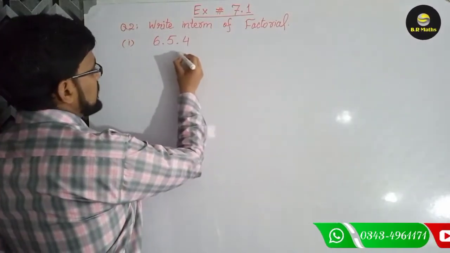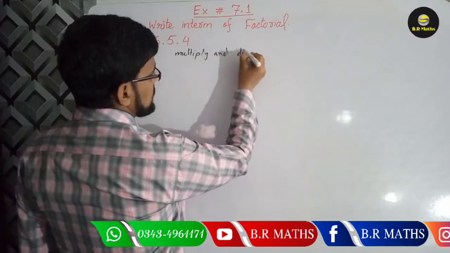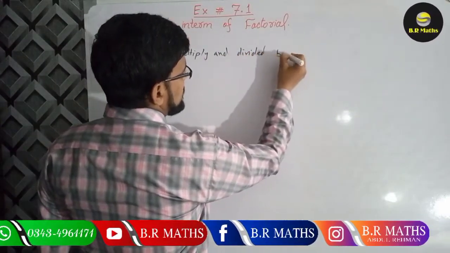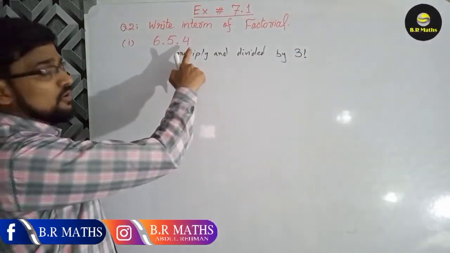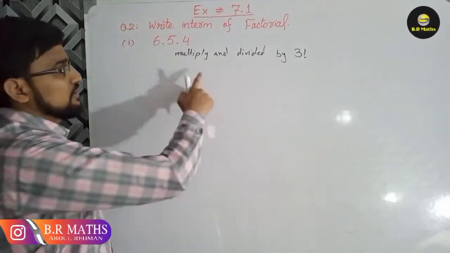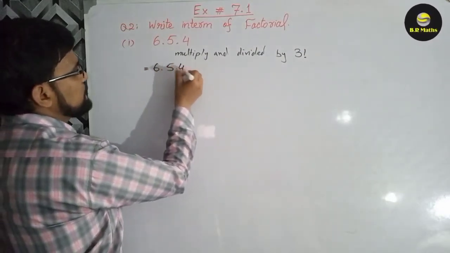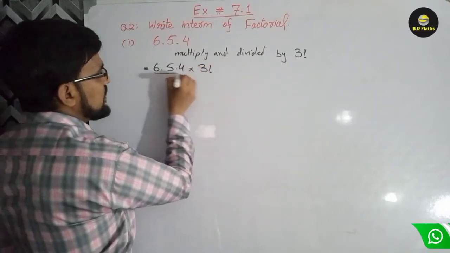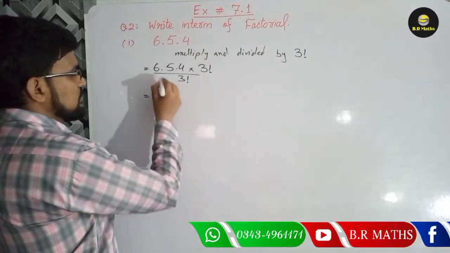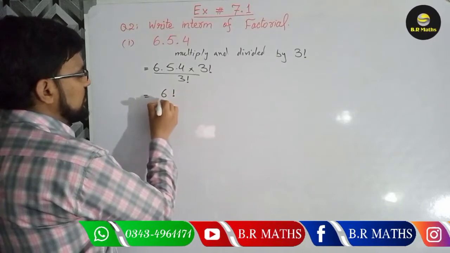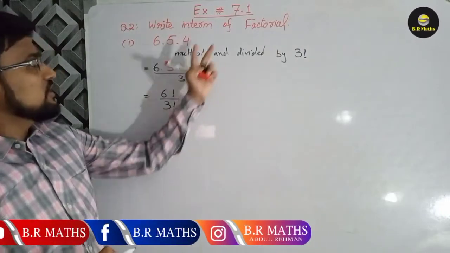So we multiply and divide by 3 factorial. So 1 less than the given number. 4 is the number, so one less than 4 is 3. So multiply with 3 factorial, then it becomes 6, 5, 4 multiplied by 3 factorial and divided by 3 factorial. Then in the numerator it becomes 6, 5, 4, 3, it means 6 factorial, divided by 3 factorial. So this is the final result in terms of factorial.